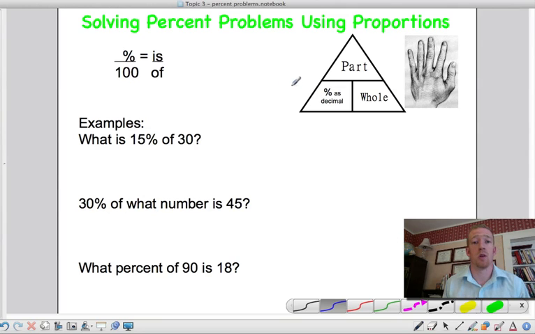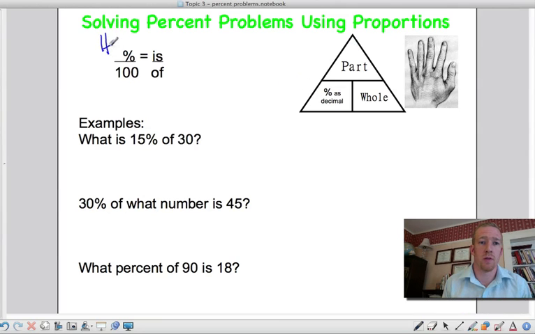Alright, so now we're going to solve some percent problems. This is Mrs. Hartman's way, and I use this method all the time. So this is a useful little organizer that helps you figure out where to put your numbers and tells you when to multiply or when to divide.